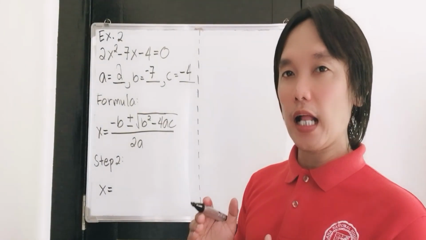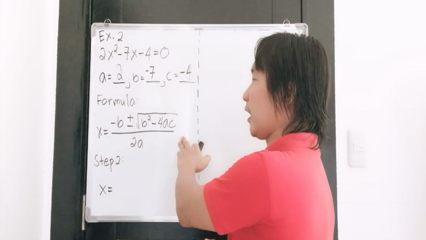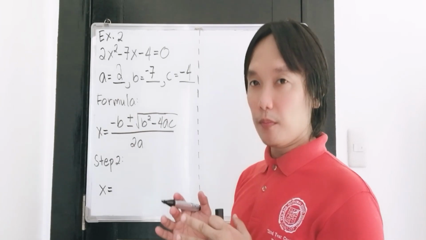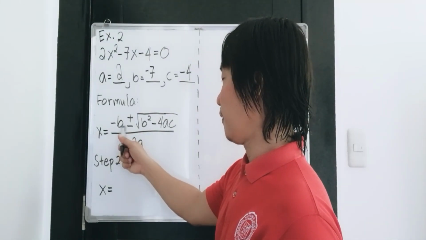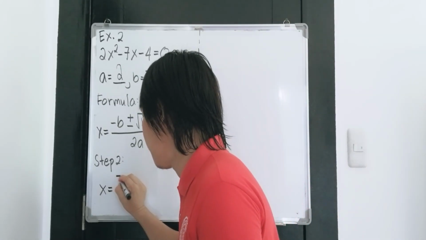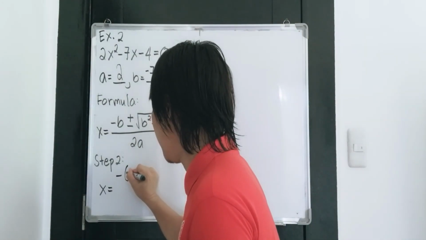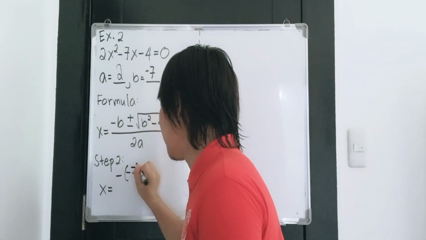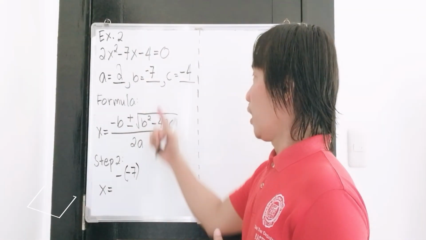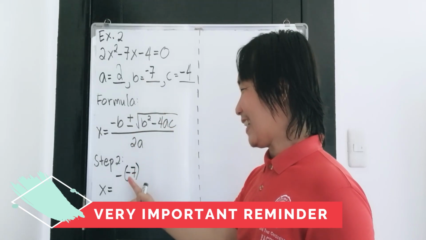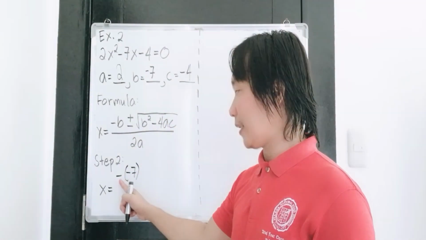After we identify the values of our letters, we are now going to substitute them in our formula. That will be our step number 2. So we have negative b. Copy first the negative, then followed by the negative 7. So be very careful with this one. Your negative 7 is a separate entity from the negative symbol.